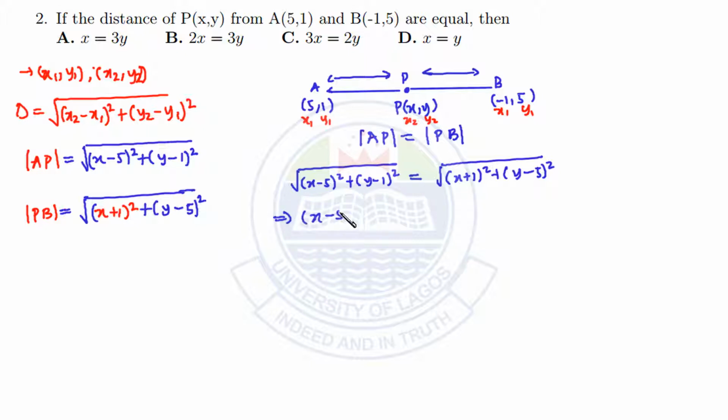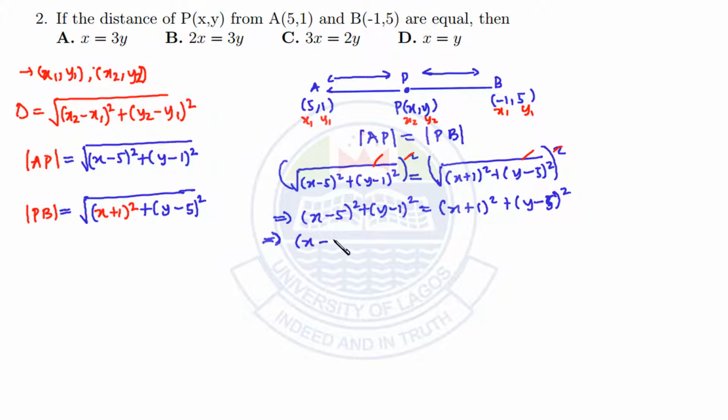If you square both sides, you notice that this will cancel this and this will also cancel this, so I'll be left with x minus 5 all square plus y minus 1 all square to be equal to x plus 1 all square plus y minus 5 all square. So if I try to expand each of them here, what am I going to have? x minus 5 all square.